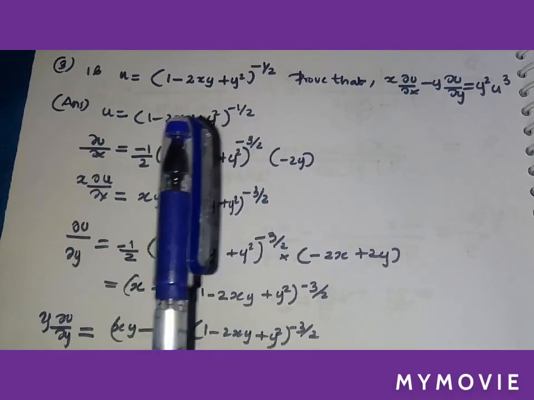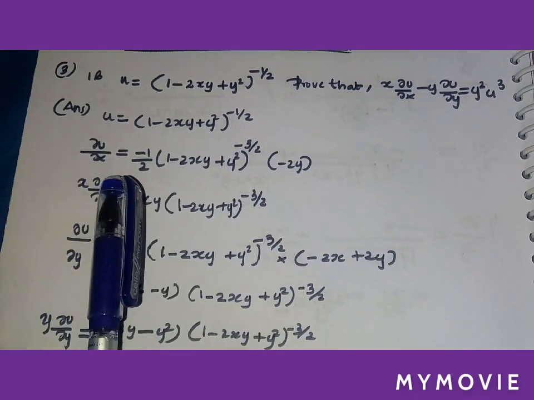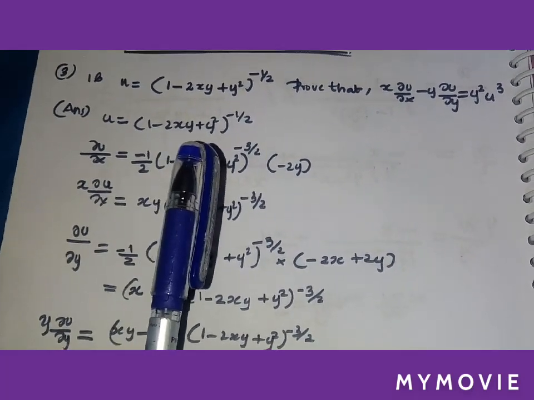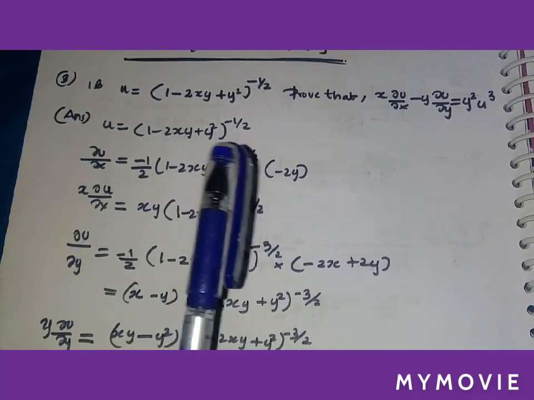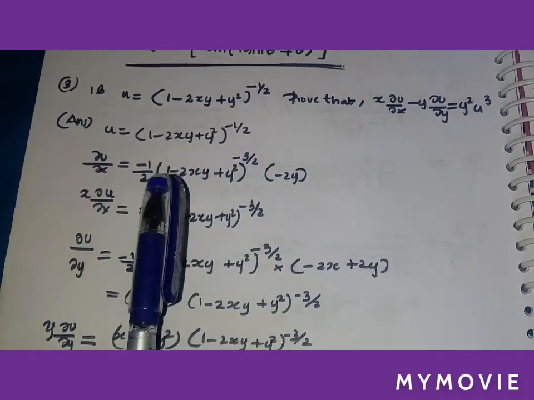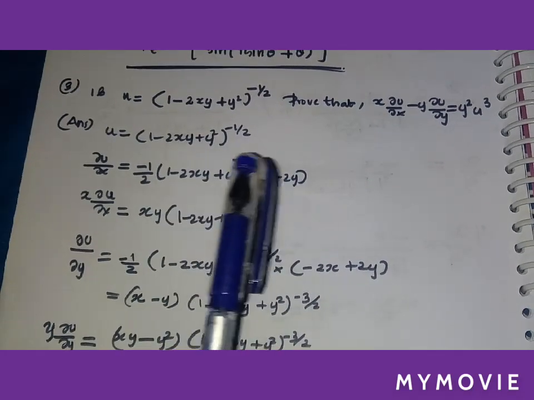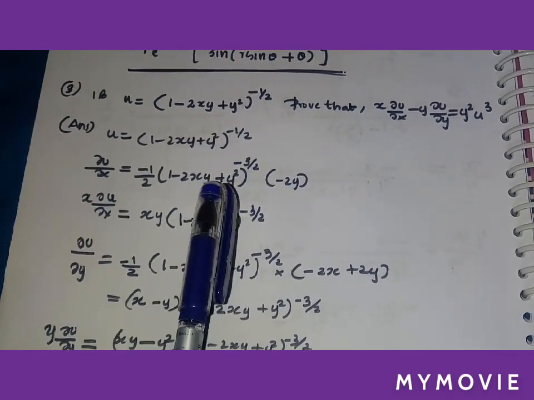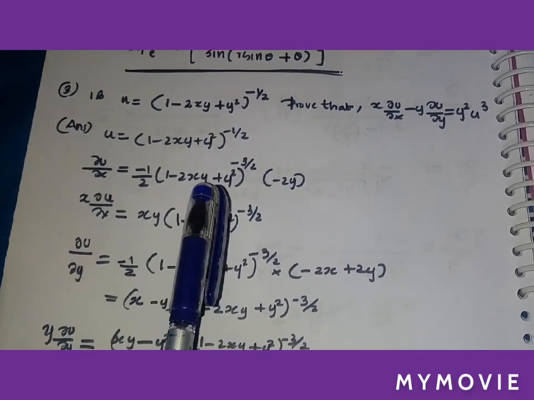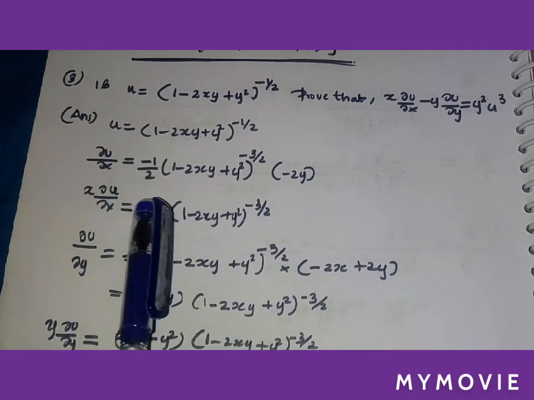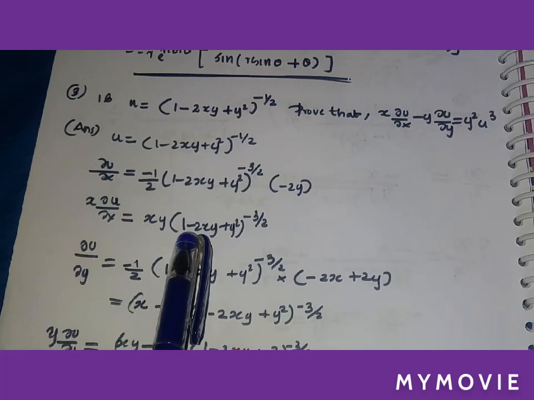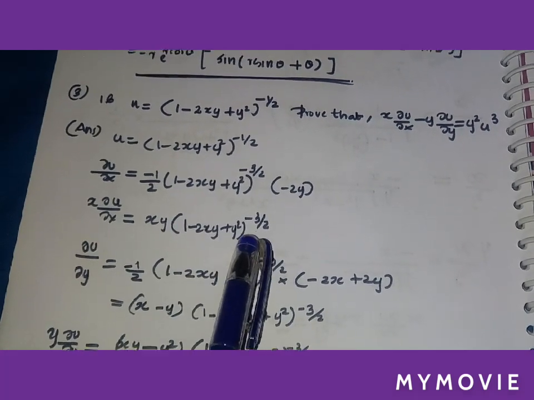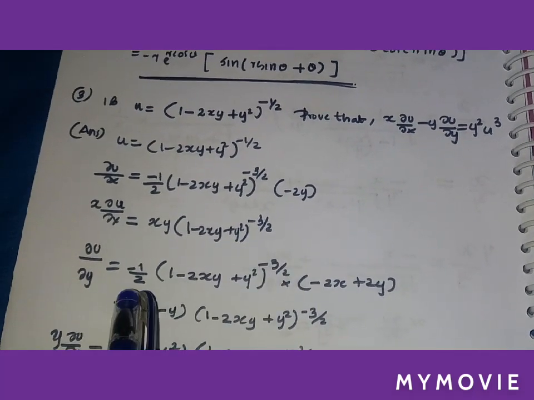So here we consider ∂u/∂x. We know that the derivative of x raised to n is n x raised to n minus 1. Here it is x to the power minus half, so the derivative is minus half into the whole thing to the power minus 3 by 2. With respect to x, the derivative of this function is minus 2y, and multiplying with x, we get the answer as xy into (1 minus 2xy plus y square) to the power minus 3 by 2.